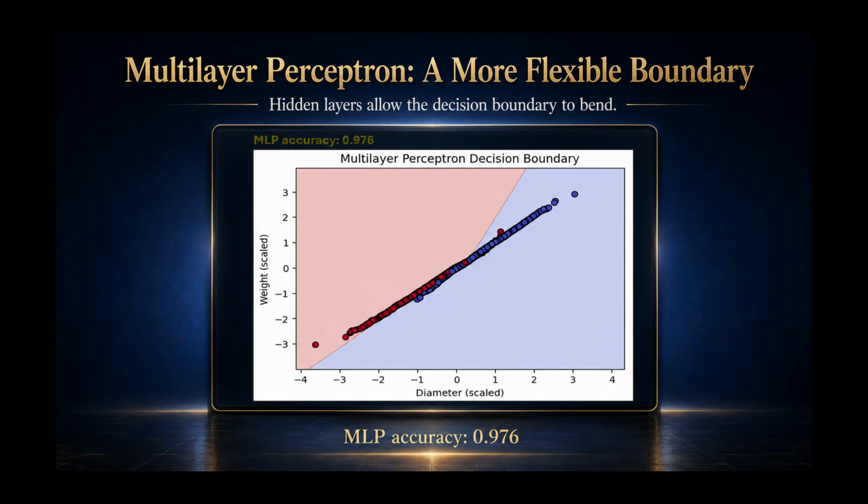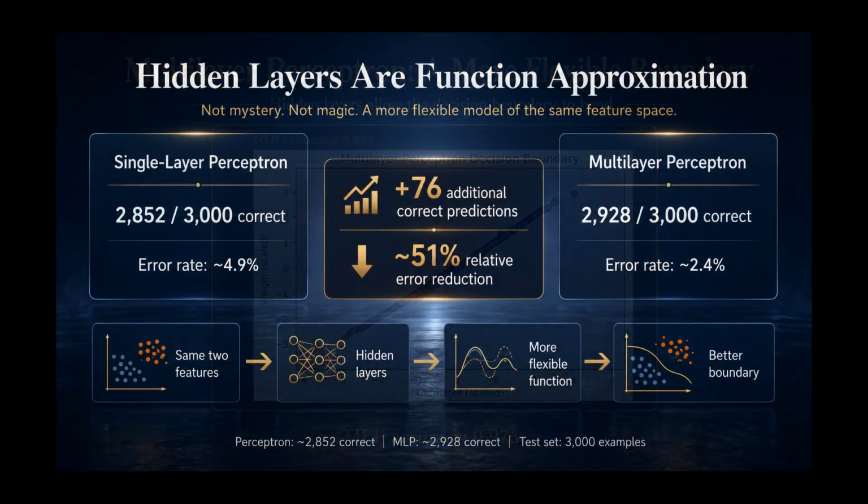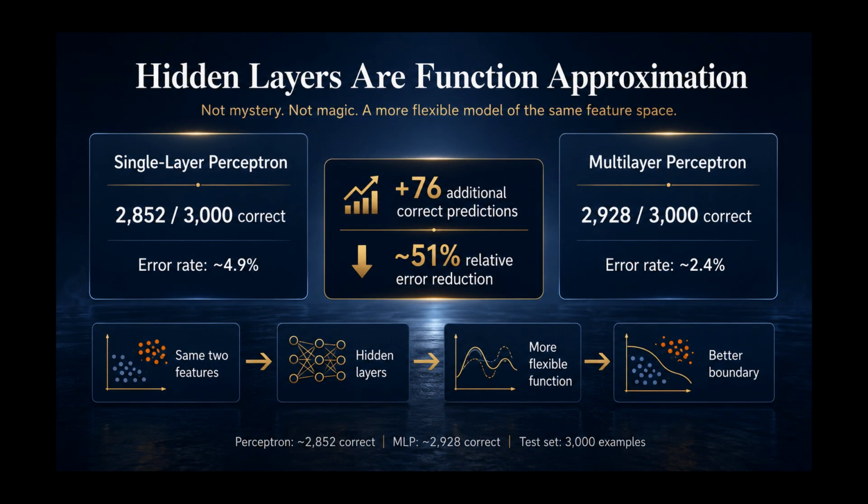Then, the same task is given to a multilayer perceptron. Same dataset, same two visualized features, same train test split. But now, hidden layers are added between the input and output. The MLP reaches 97.6% accuracy. That is a gain of about 2.5 percentage points.